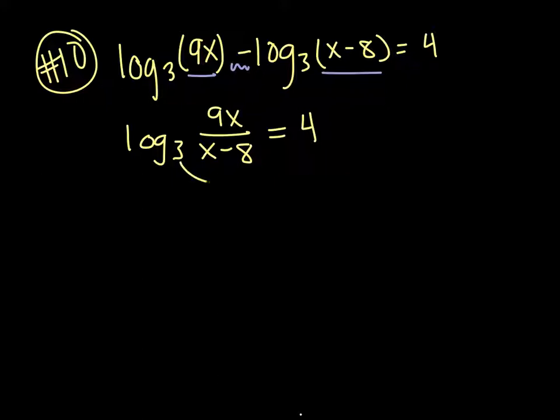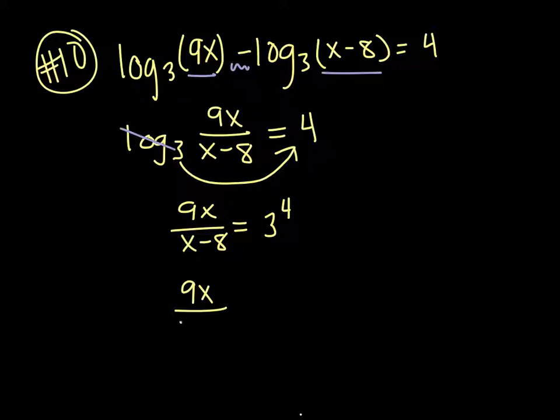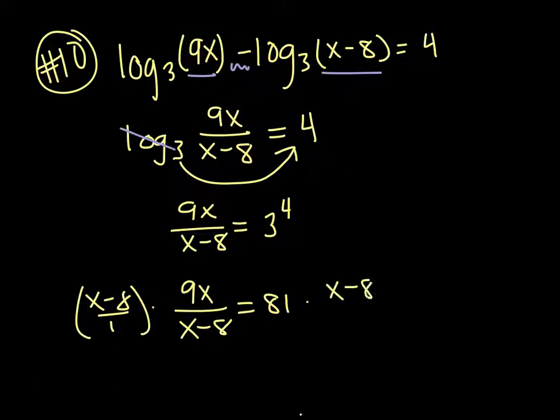So here's where we're going to undo the log by bringing the base of the log over and making it the base for our exponent. So that will make the log go away, and we'll have 9x over x minus 8 equals 3 to the 4th. So 9x divided by x minus 8 equals 81. And we're going to have to multiply by the denominator to get rid of this fraction. So multiply by x minus 8, technically over 1.